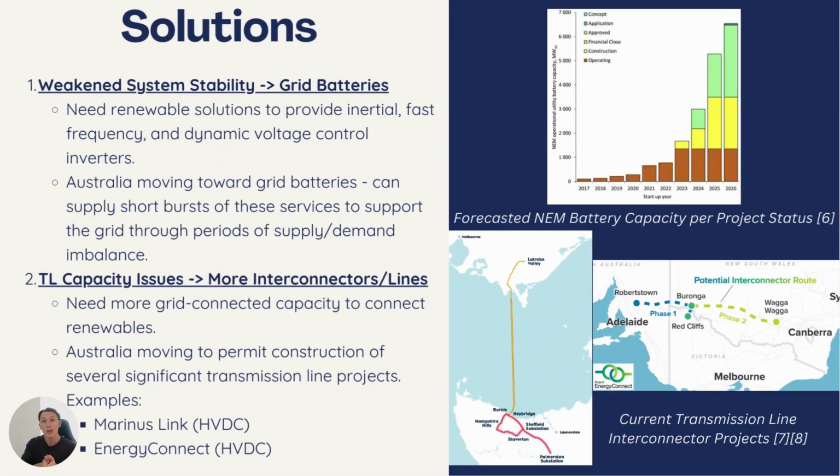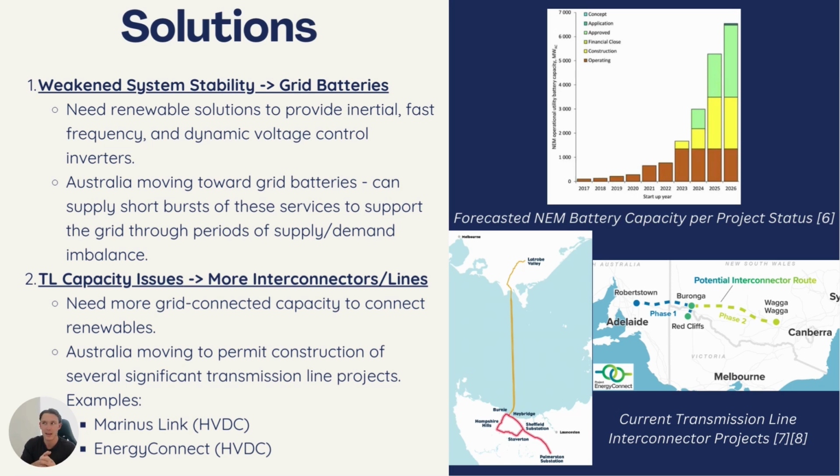All right, so let's look at the current and future solutions to those problems. In the case of our weakened system stability, Australia has turned to what we call grid batteries. I touched on batteries a bit in my last video on generation, so if you want a bit more background, feel free to jump back to that one. But essentially what batteries do is they charge in periods where we have excess renewables and discharge in periods where the network needs them.